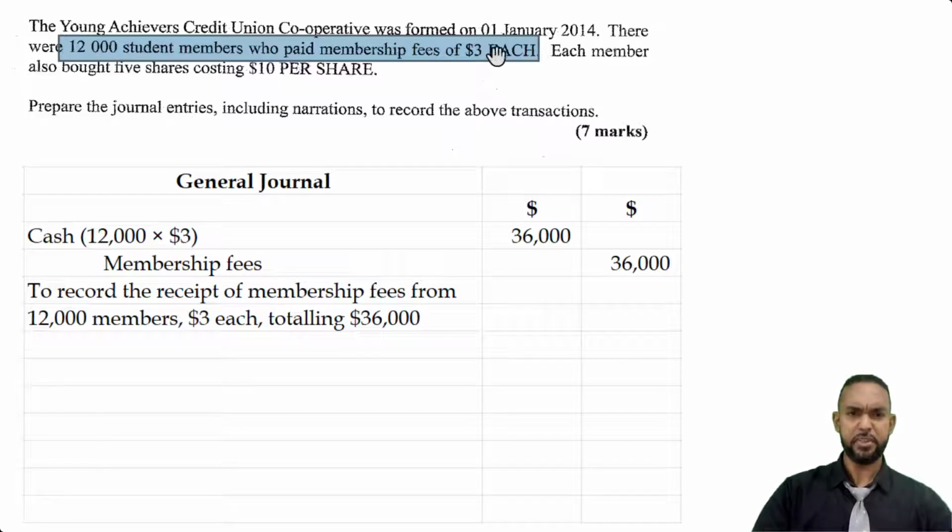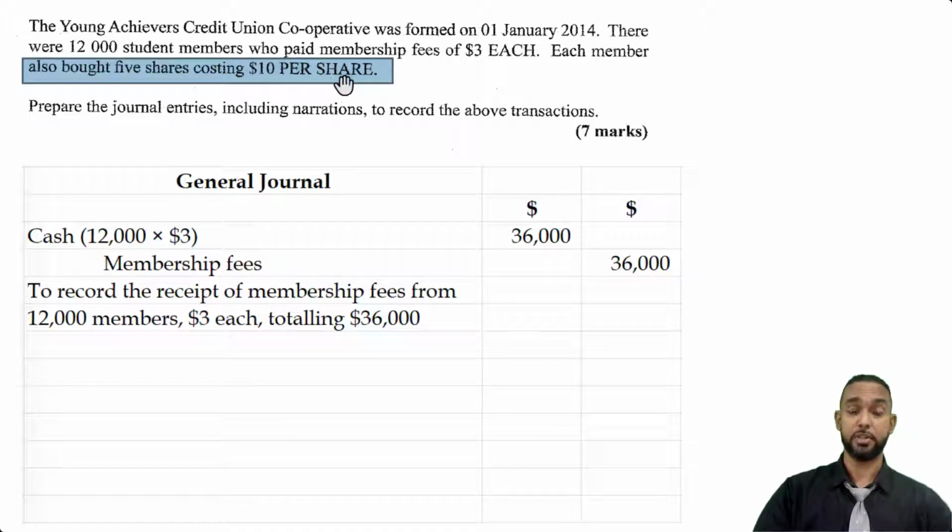Okay, what is the other thing we had to record here? Because that alone can't be 7 marks. Each member also bought 5 shares costing $10 per share. So we have more money coming in from the share capital. So each member bought 5 shares. So you have 12,000 members buying 5 shares each at $10 a share. That's a bit of money. So again, money is coming into cash.